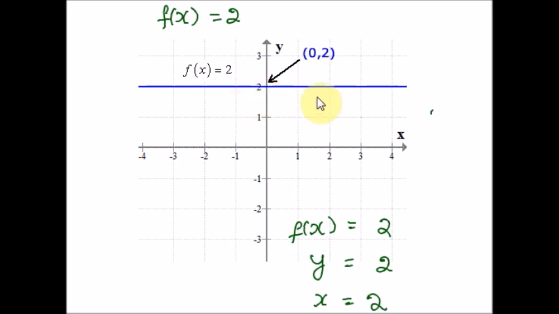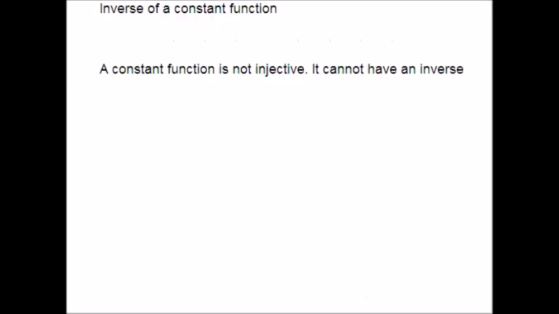The constant function is the horizontal line. So under the assumptions of the horizontal line test, a horizontal line will cross the original function infinitely many times here. Am I right? Thus, the constant function does not have an inverse function. A constant function is not injective. It cannot have an inverse.